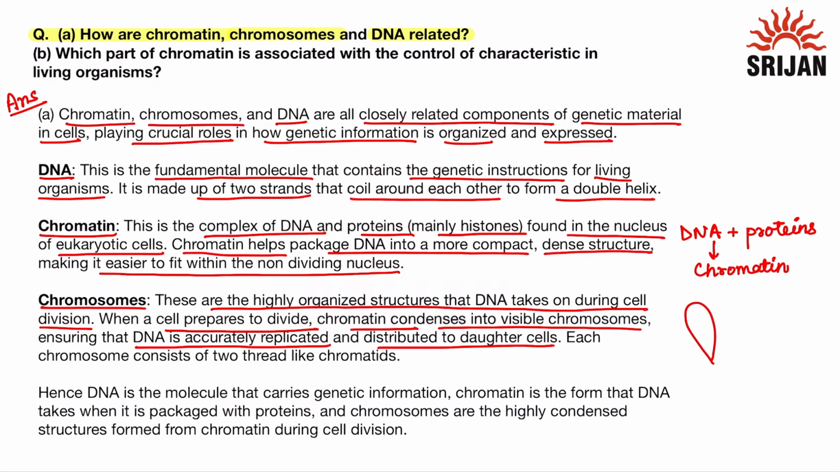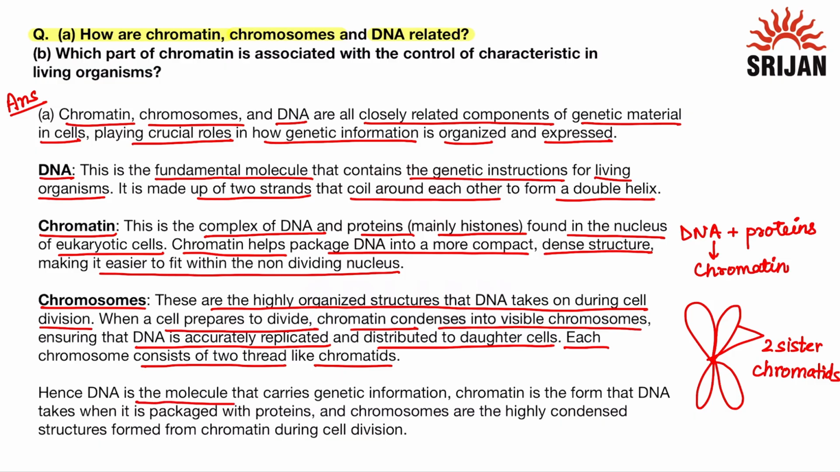So this is the type of chromosome that is formed during cell division, and it consists of two sister chromatids that consist of two strands of DNA that need to be transferred to the daughter cell, and DNA replicates during cell division. So each chromosome will consist of two thread-like chromatids which are shown here that make the sister chromatids.